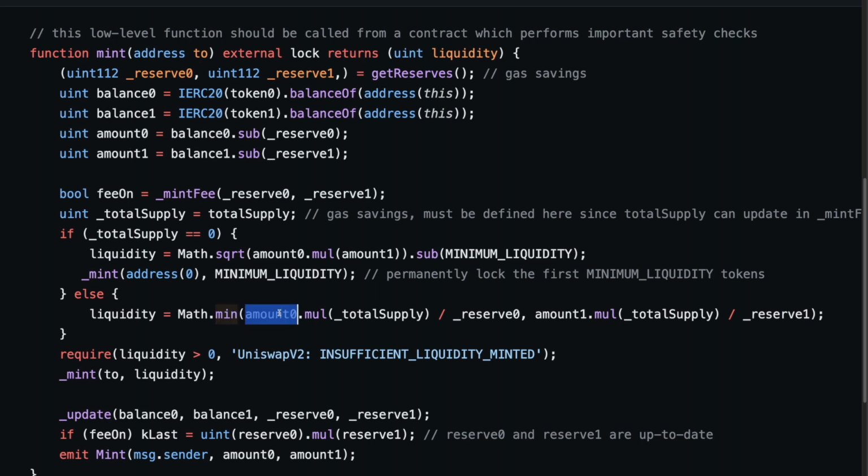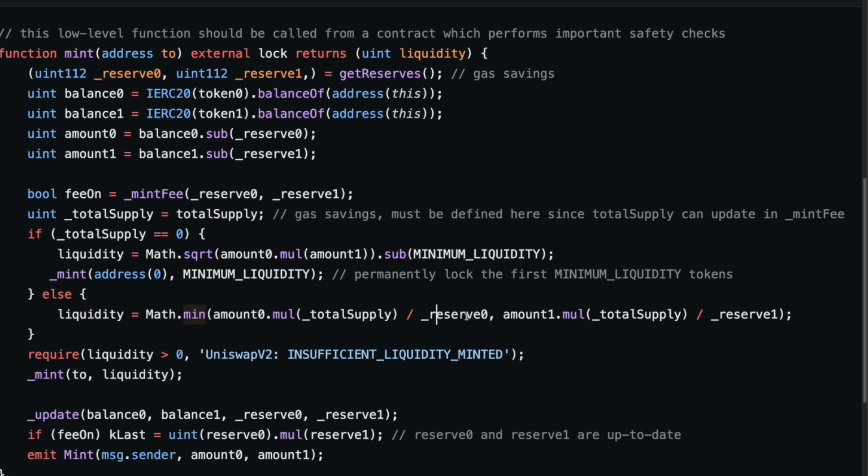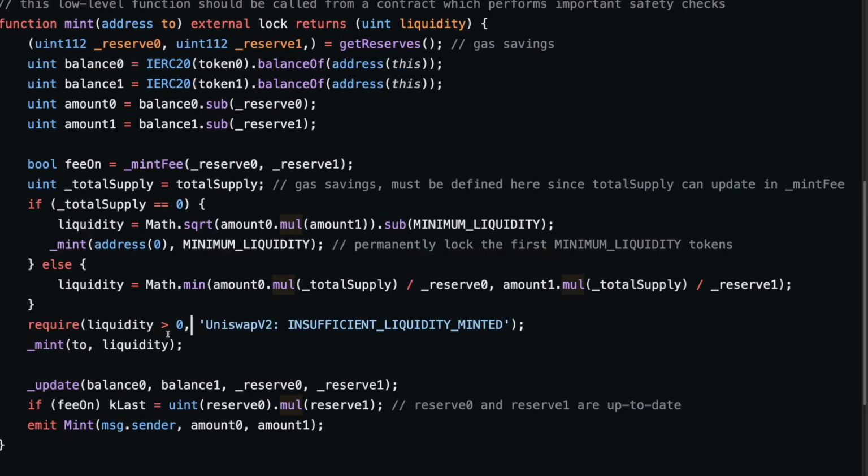So this is of course done through a multiplication and a division of both. So you can see it's going to get the minimum of both the amount 0, the first token, and the second token, the proportions against the total supply. Then it requires that the liquidity is greater than 0, otherwise it reverts. And then it mints the tokens to the user that we specify in the parameter 2.